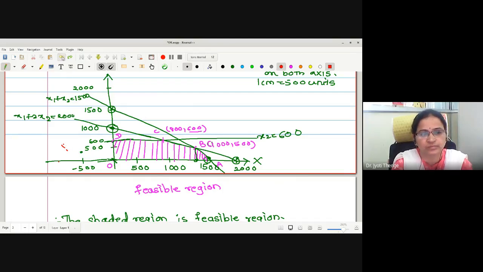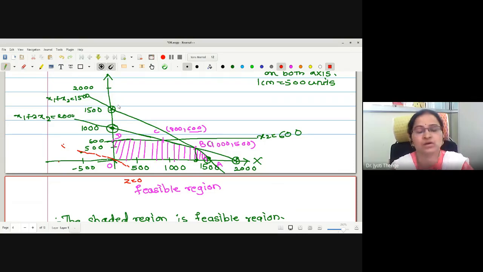And you have to just move the line parallel. This is the z equal to 0 line. Then what you have to do is pull this line parallelly across the feasible region.